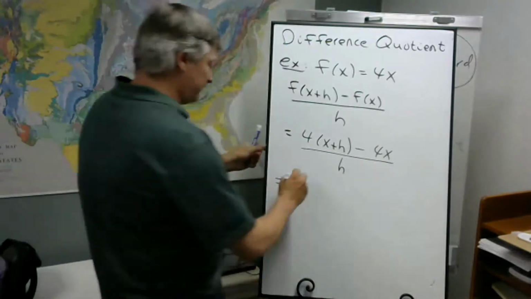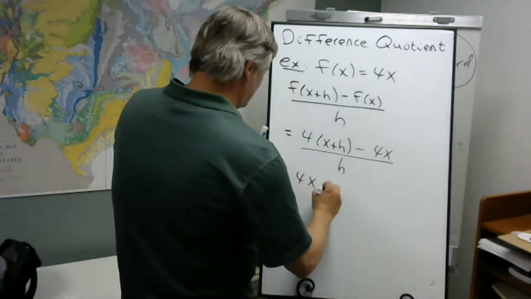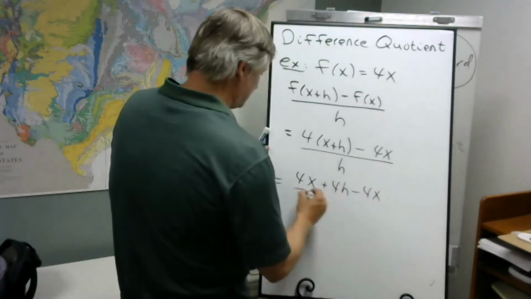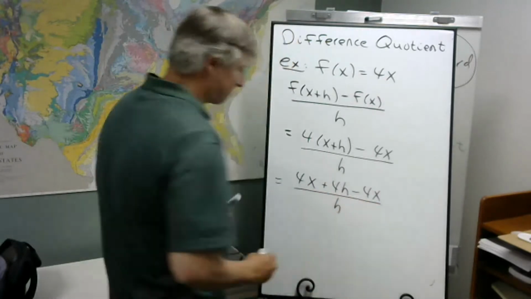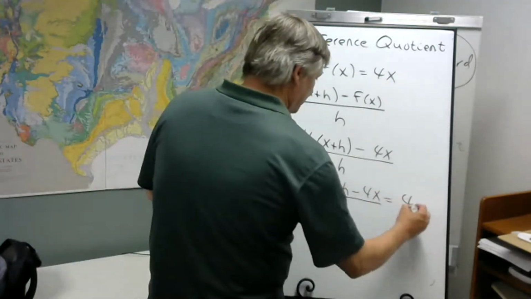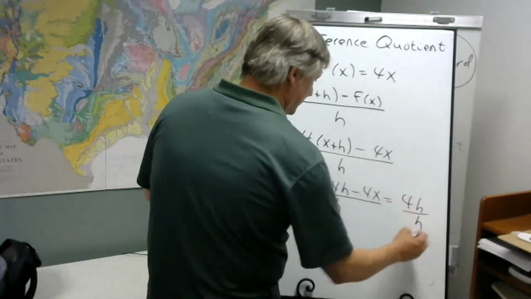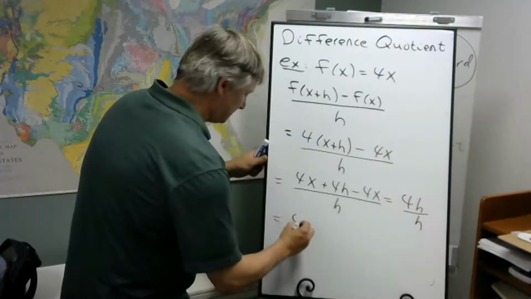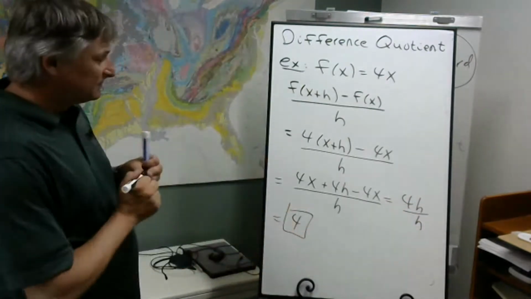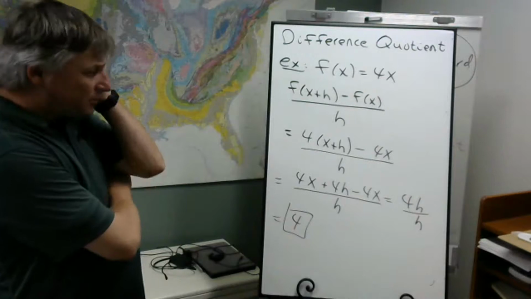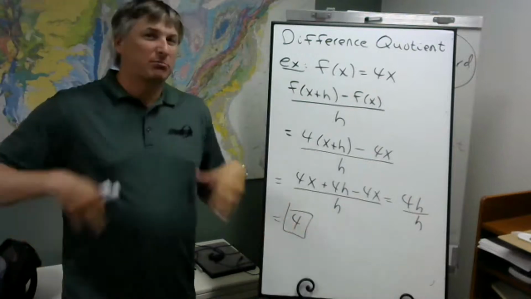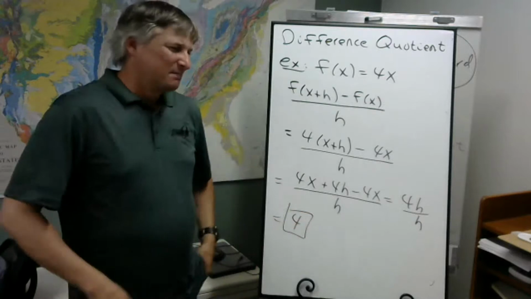So we simplify, we'll get 4x plus 4h minus 4x over h. These are going to cancel. We'll get 4h over h, and 4. And so it simplifies to 4. Now in calculus, what you'll do is you'll shrink h down to where it's practically 0.